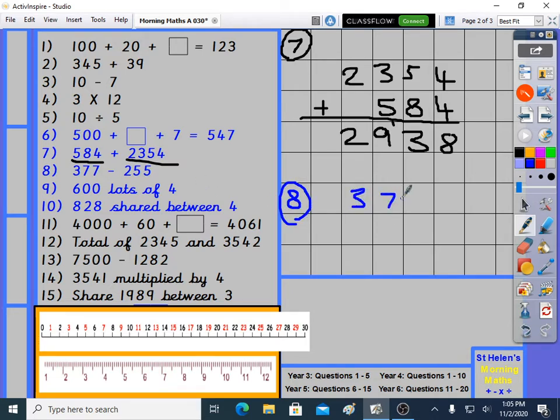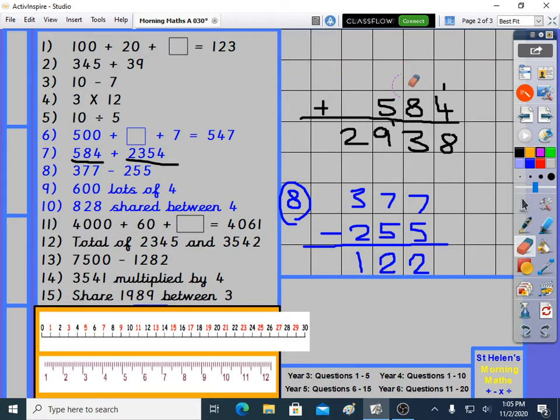377 minus 255. You have to have the biggest number at the top in the column method for minus. If 255 was on the top of this one, it would go wrong. So I have to get the biggest number on the top in column method for minus. Actually, there's no help needed or anything. 7 minus 5 is 2, 7 minus 5 is 2, 3 minus 2 is 1. That was one of the easiest ones we've had for a little while, I think. 122. And we go on to question 9.